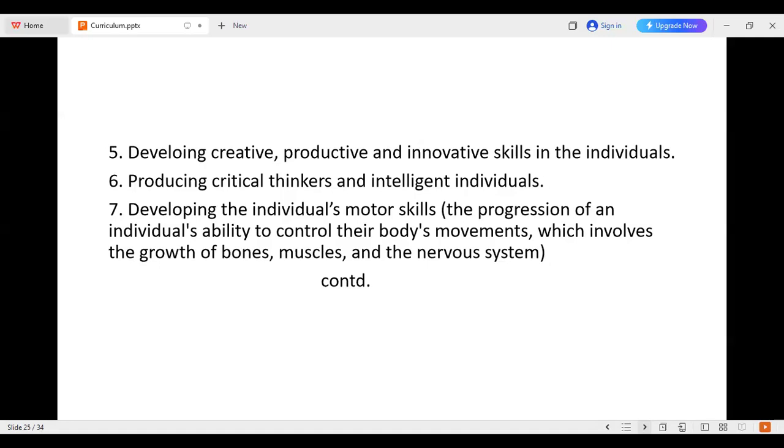Number 7, developing the individual's motor skills. What are motor skills? Yes, you will learn in education psychology, the progression of an individual's ability to control their body's movement, which involves the growth of bones, muscles, and nervous system. In our curriculum, we have physical education, co-curricular activities, sports activities, games, different games.